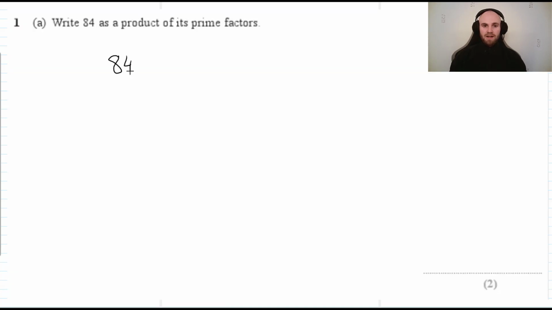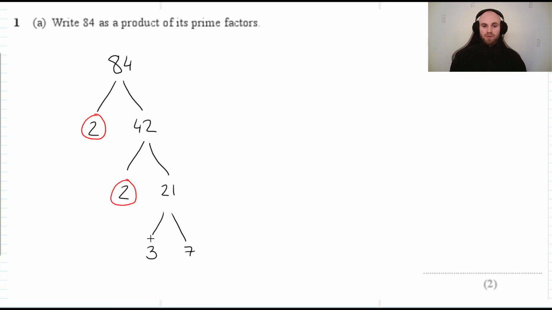So we're going to start the prime factor tree with 84. Now I like to get the 2's out of the way at the beginning, so we're going to have 2 and 42. 42 can be 2 and 21. And 21 we cannot divide by 2, but we can divide it by 3 and 7, which incidentally are both prime factors, which is great. So we have the 2, the 3, and the 7.